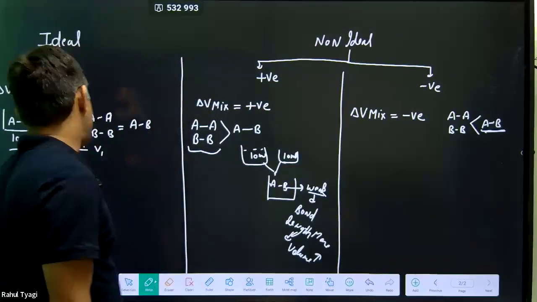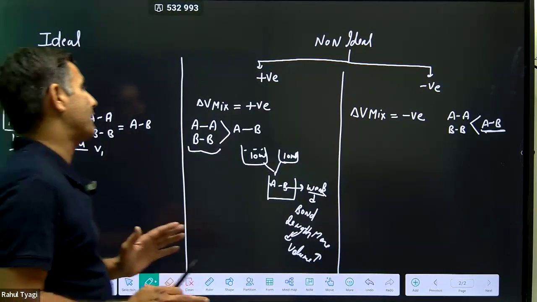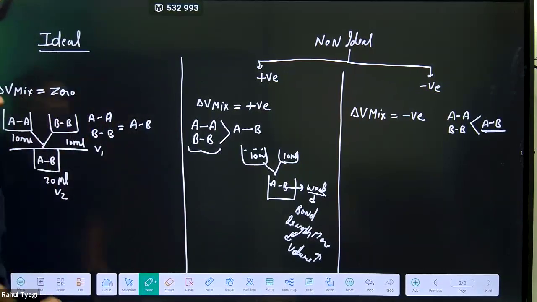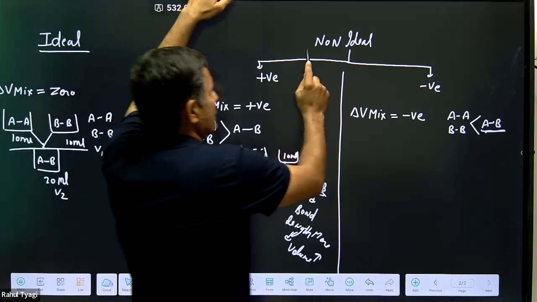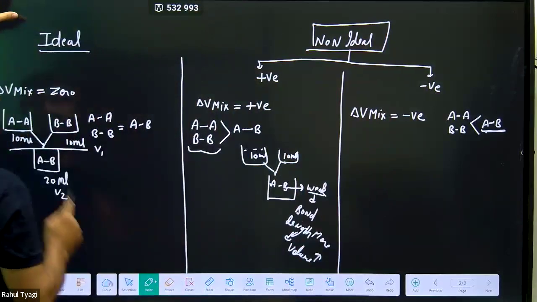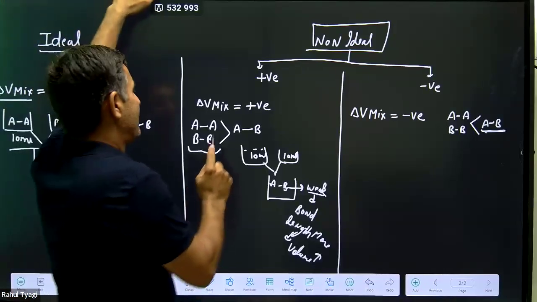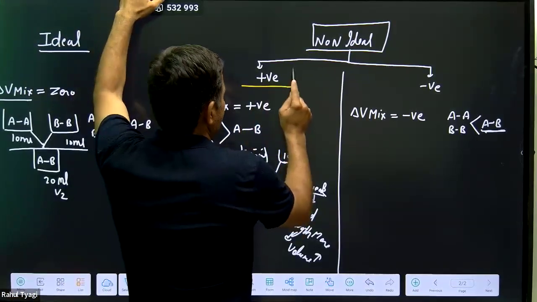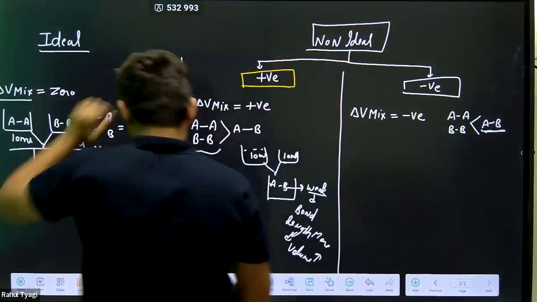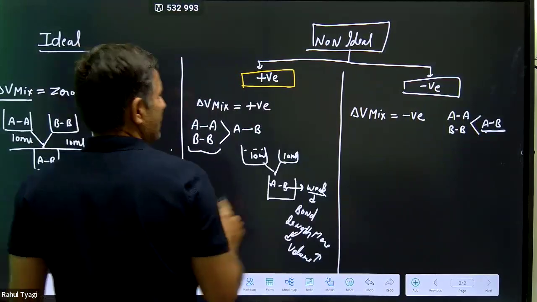Yes. Okay. Now let's see. Again, I have to explain. This is the ideal solution, students. This is the non-ideal solution. In case of ideal solution, delta V mixing is 0. Non-ideal, it's a positive deviation. It's a negative deviation. One is positive deviation. Second one is negative deviation.